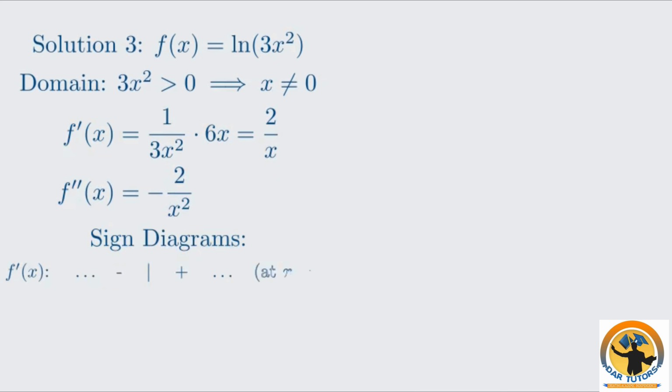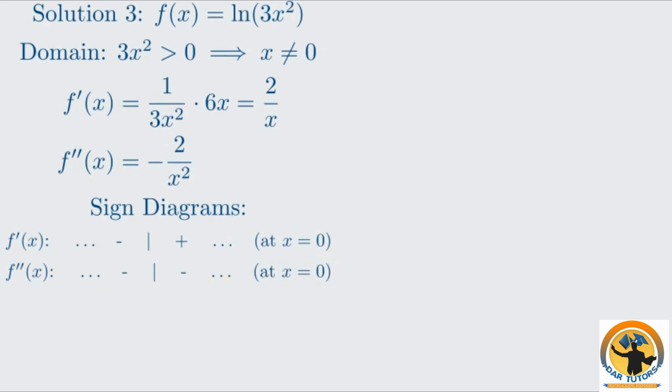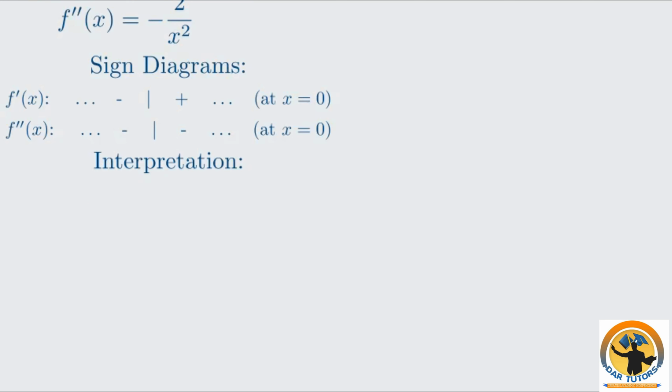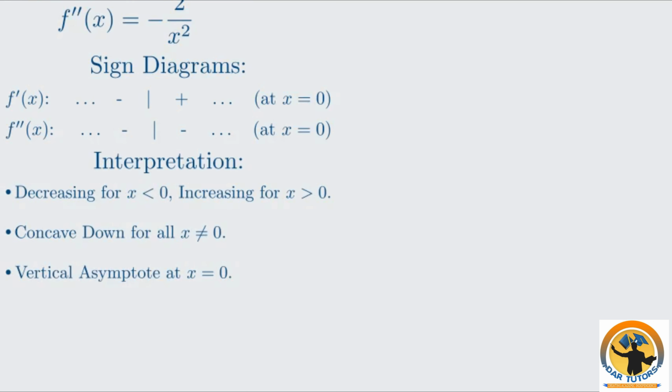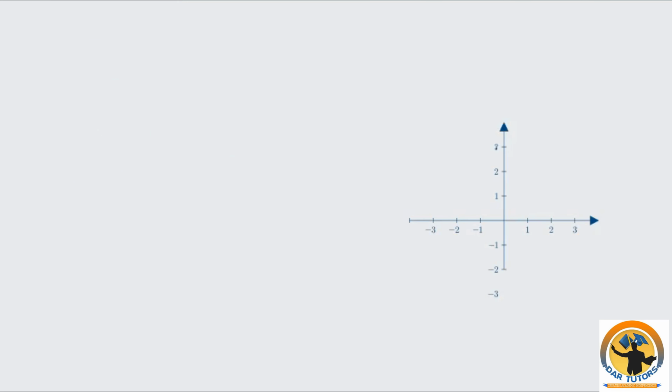The sign diagram for f prime of x shows it's negative for x less than 0 and positive for x greater than 0. The sign diagram for f double prime of x shows it's always negative for x not equal to 0. This means the function is decreasing for x less than 0 and increasing for x greater than 0. It is concave down for all x in its domain. The graph has a vertical asymptote at x equals 0. The sketch shows a curve that is symmetric about the y-axis, concave down everywhere, with a vertical asymptote at x equals 0.